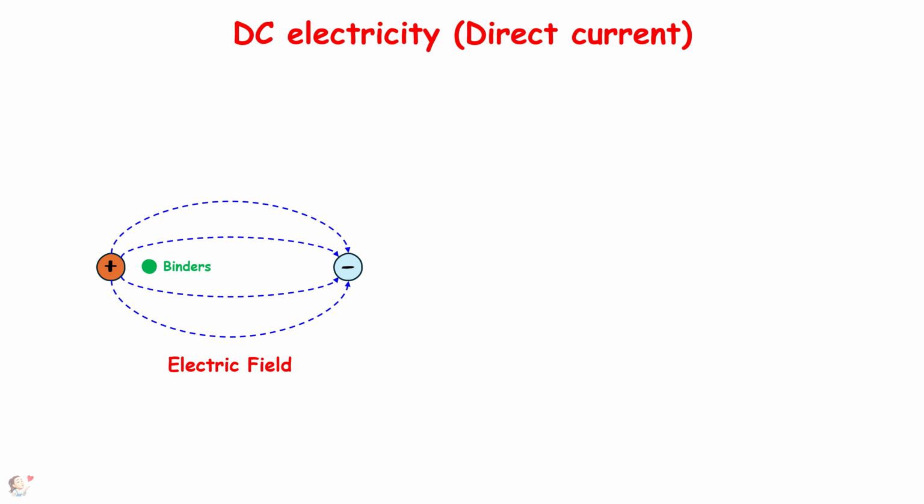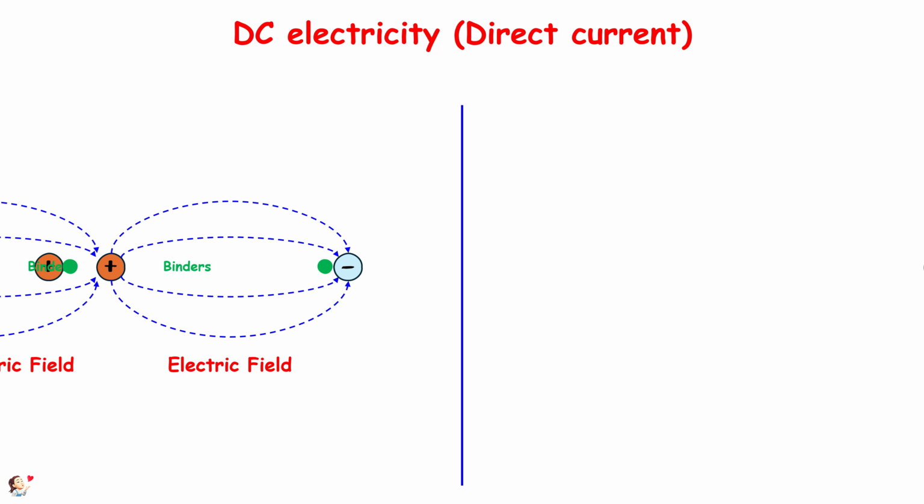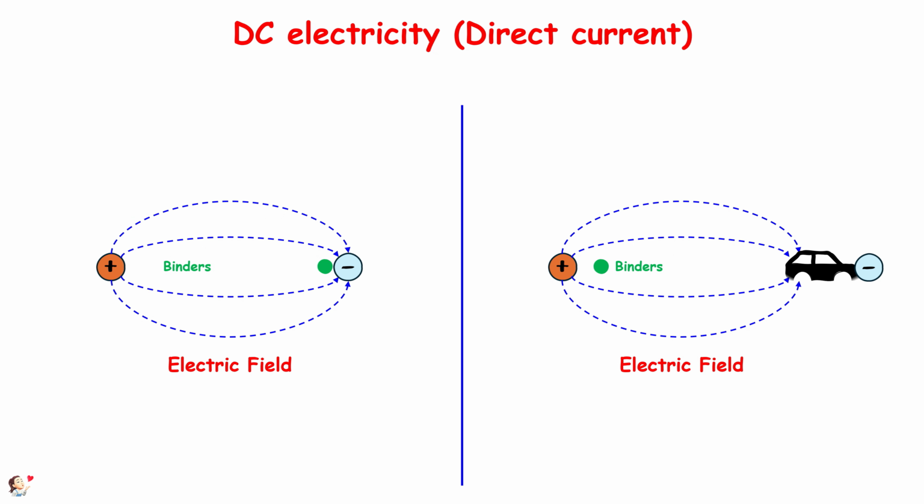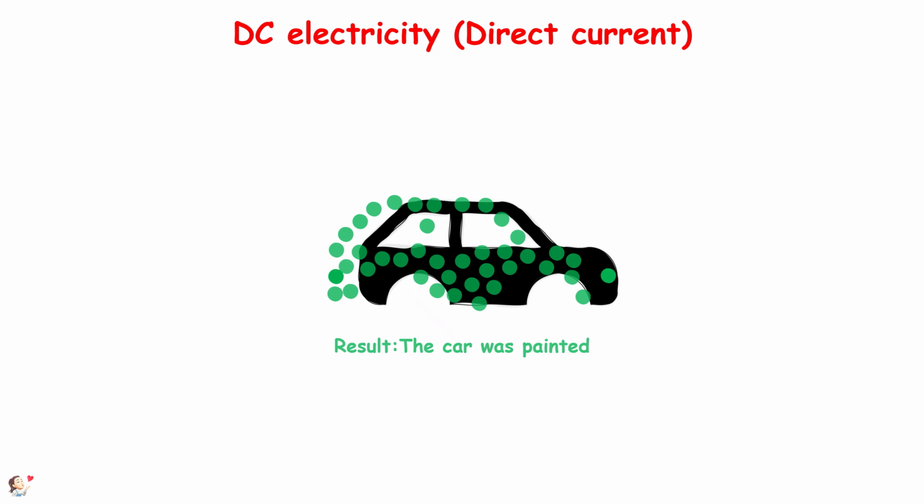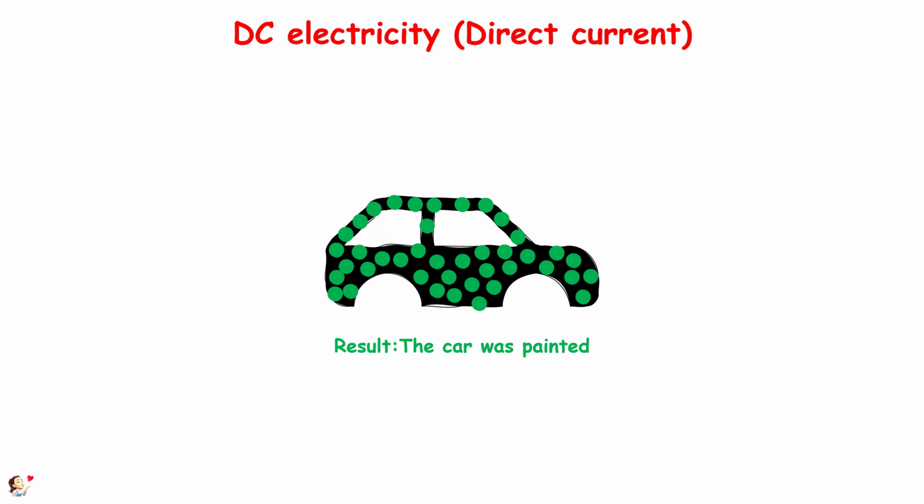So, when I place a binder molecule, a component of paint, into the electric field, it will immediately be attracted to the negative pole and adhere to it. Utilizing this principle, if I attach a steel component to the negative pole, such as a car frame, the binder will also adhere to the frame. If I place trillions of binder particles, they will all adhere to the car frame. Ultimately, this results in the car being painted.